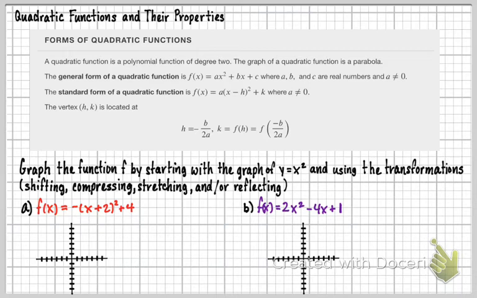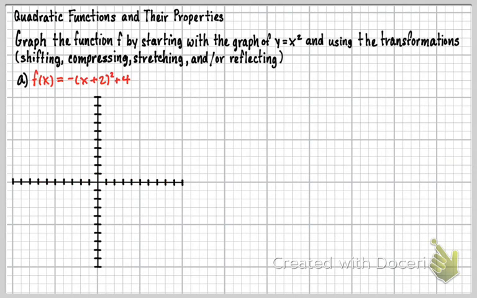It says graph the function f by starting with the graph y equals x squared and using the transformations: shifting, compressing, stretching, and/or reflecting. So what I'm going to do here is I'm just going to talk about what that means. Like for a, f of x equals negative (x plus 2) squared minus 4. So we're going to get into that right now, but we definitely don't have enough space here, so we're going to move it over here. And I definitely want that space to talk about all of this. So the first thing to notice here is that I have a negative here.